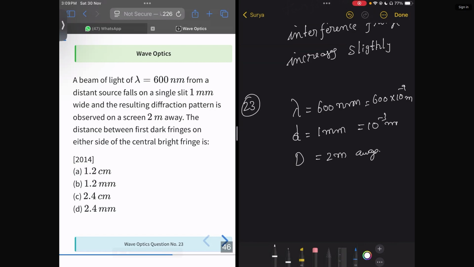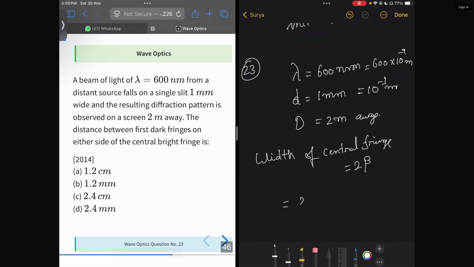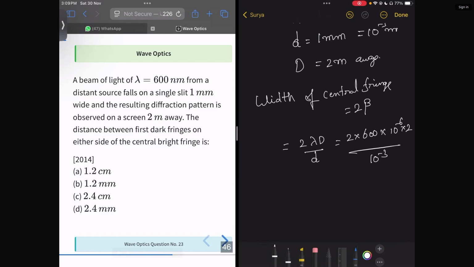So the width of the central bright fringe is equal to 2 beta. It will be 2 beta is equal to 2 lambda D by small d, which is 2 into 600 into 10 power minus 9 into 2 divided by 10 power minus 3. So 2.4 into 10 power minus 3 meter. So it will be 2.4 millimeter.